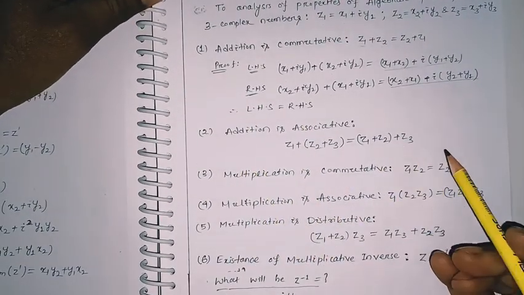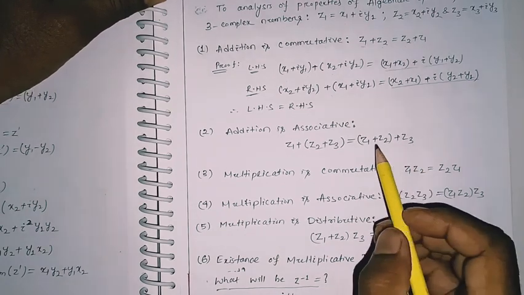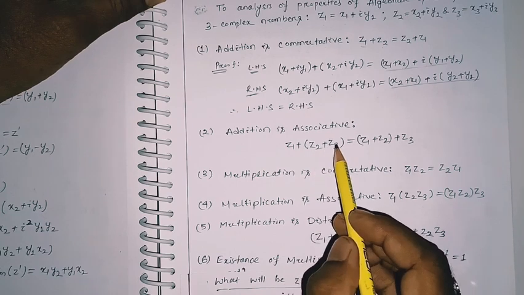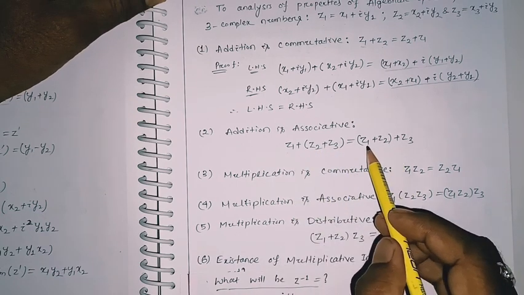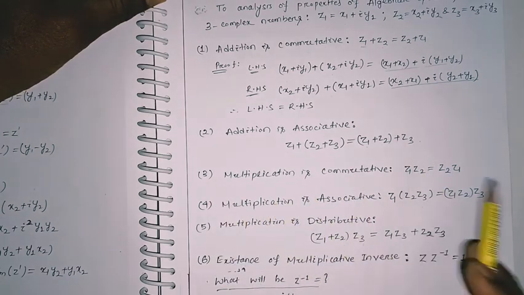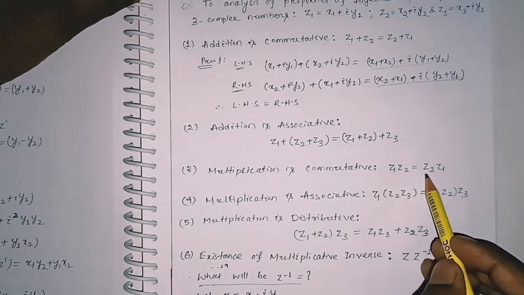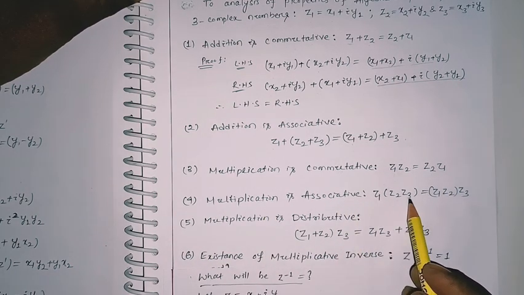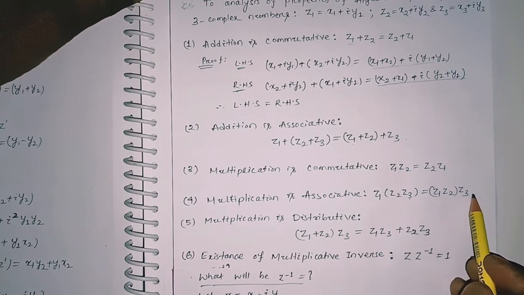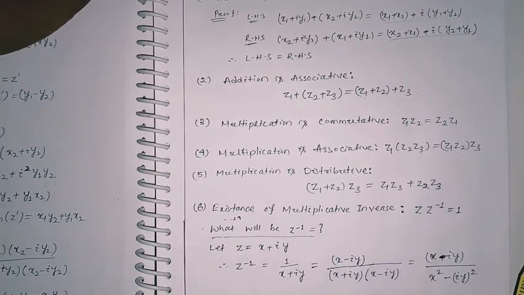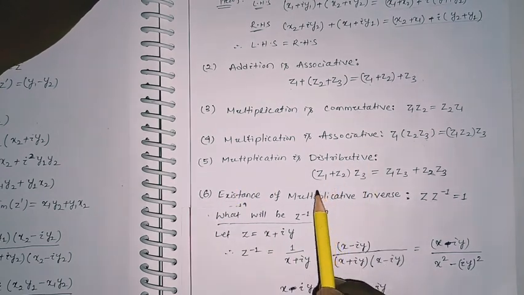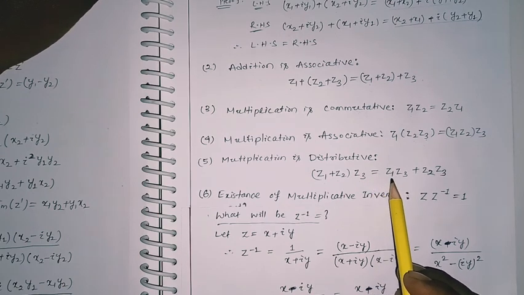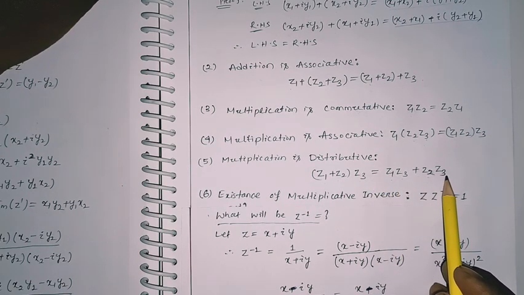Likewise, you can do it by yourself in your rough, and you can find z1 plus z2 plus z3. First you add z2 plus z3, then add with z1, which will be equal to z1 plus z2, plus z3. Multiplication is commutative, that is z1 into z2 equals z2 into z1. Multiplication is associative: z1 into z2 z3 equals z1 z2 into z3. These things you can prove by yourself, very easy. Multiplication is distributive: z1 plus z2, whole into z3, equals z1 z3 plus z2 z3.